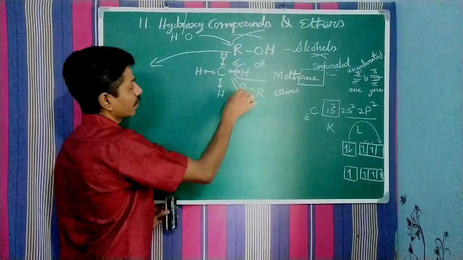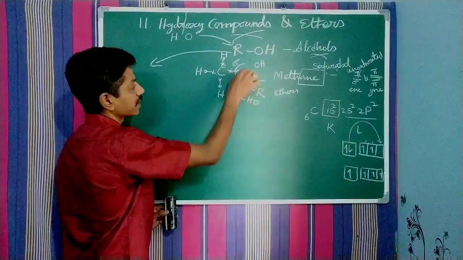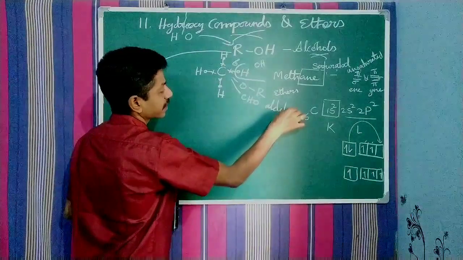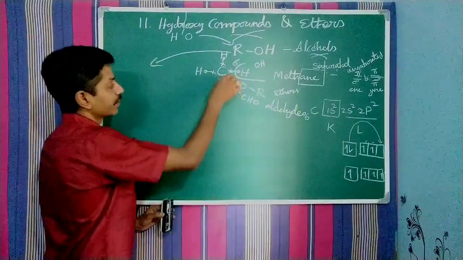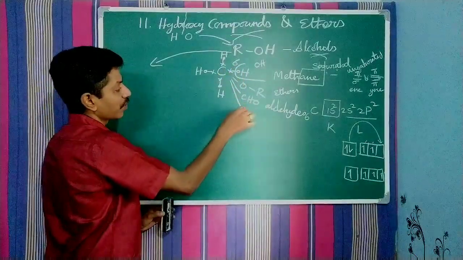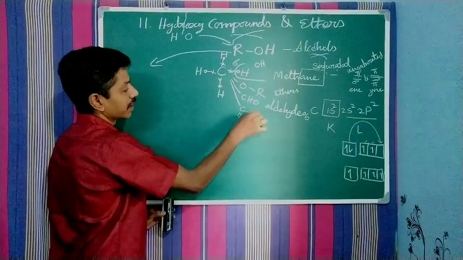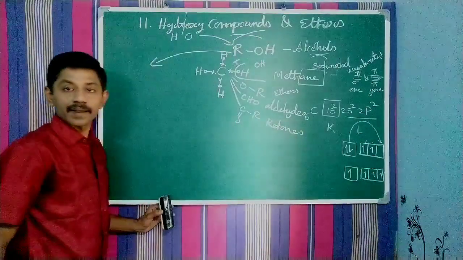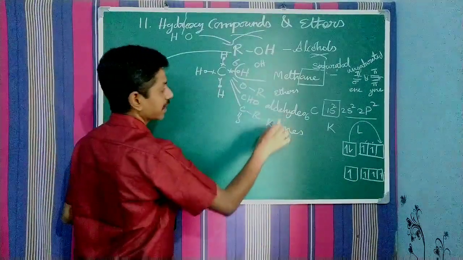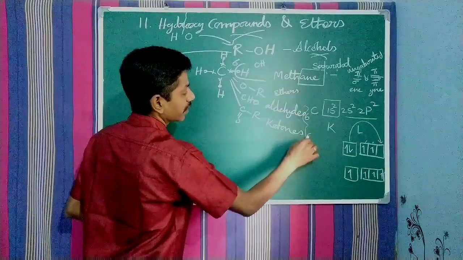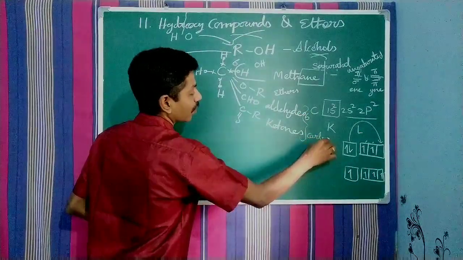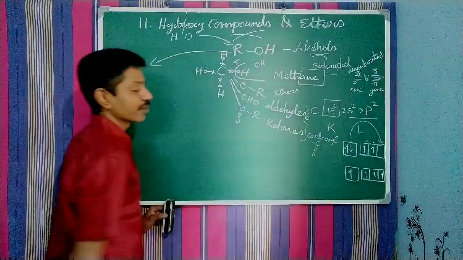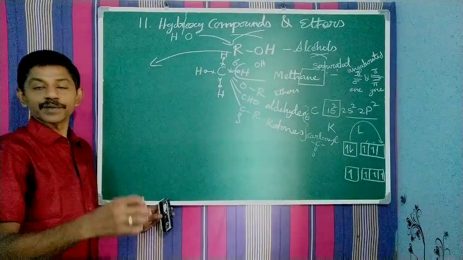And if you go for CHO in the place of hydrogen, then aldehydes. And if you go for C double bond O and R group, then we talk about ketones. Both these aldehydes and ketones come under carbonyl compounds. Carbonyl, the C double bond O group, is the main group that makes up the functional group.